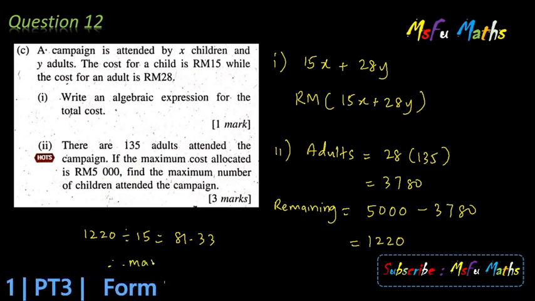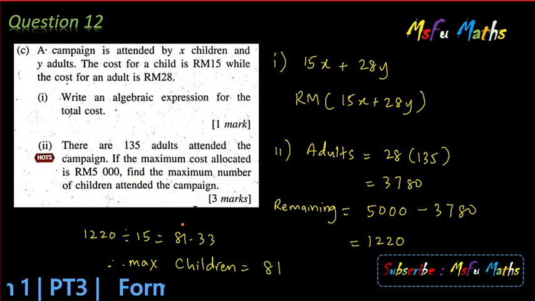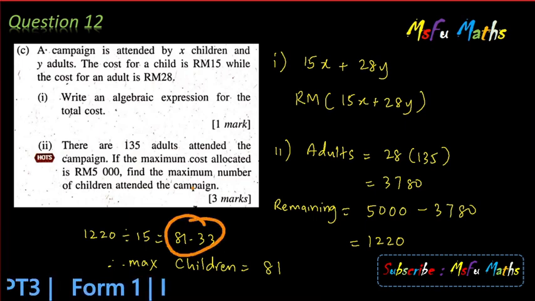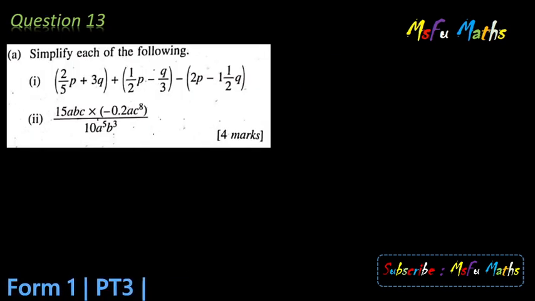Therefore, maximum children is 81. Okay, so you don't leave your answer 81.33. Yeah, so it's either 81 and because this is what do we call that? Discrete data. Okay, so you have to round off to 81. Okay, so 81 children. All right, maybe we discuss some more.